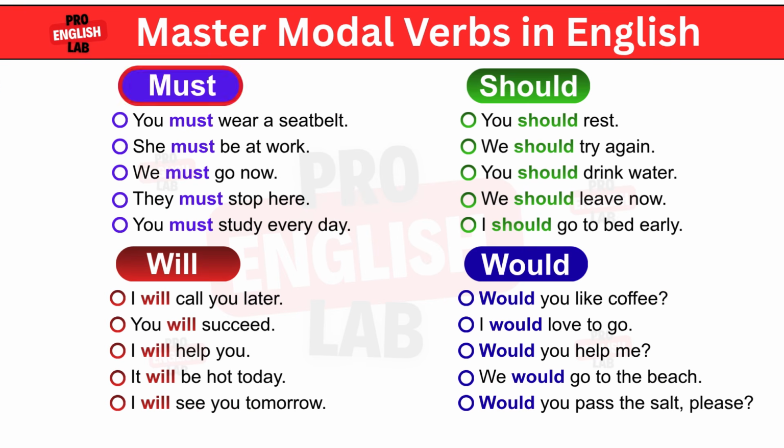Must. We use must to talk about strong obligation or certainty. For example, you must wear a seatbelt. She must be at work. We must go now. They must stop here. You must study every day.